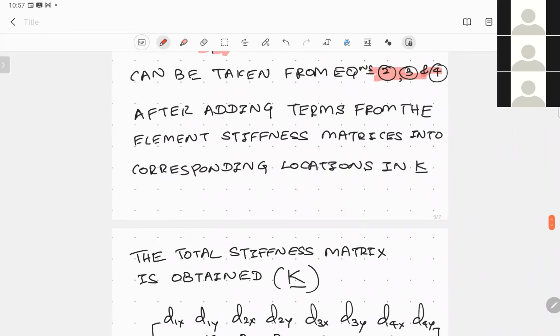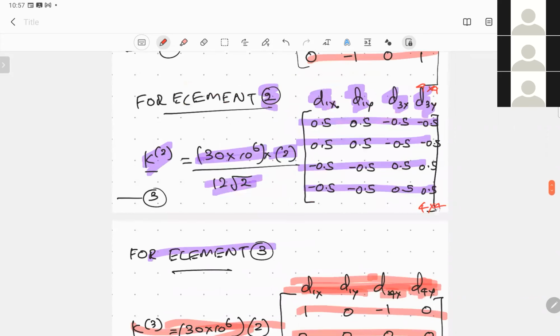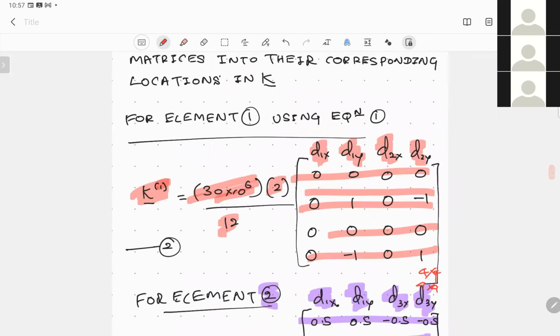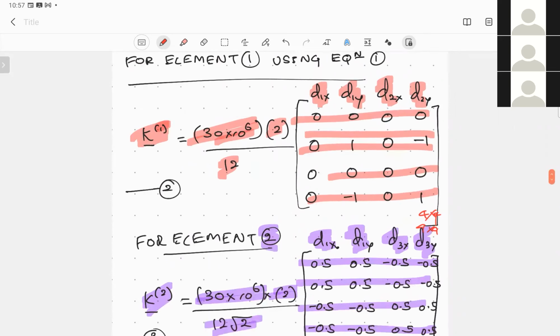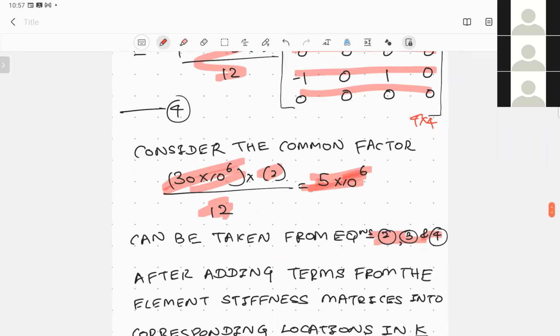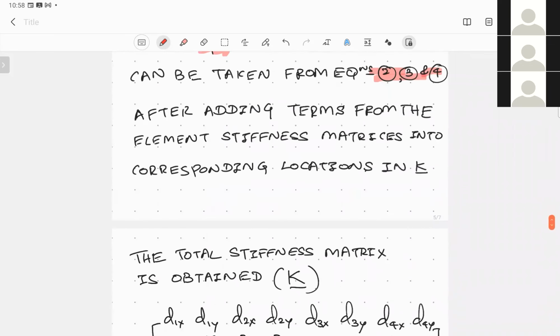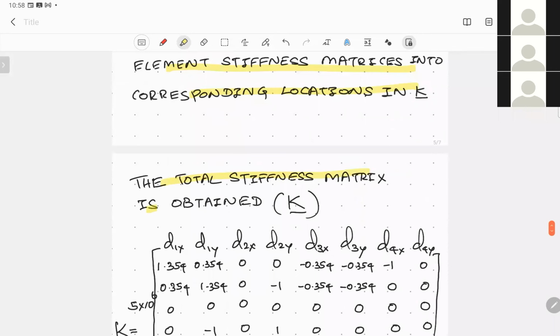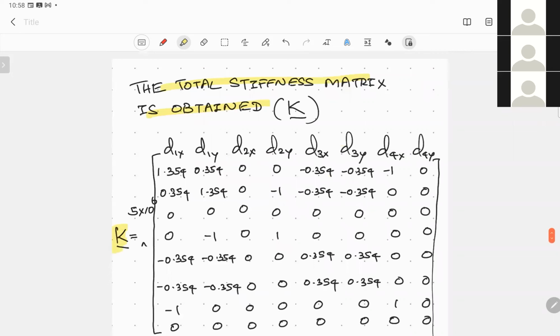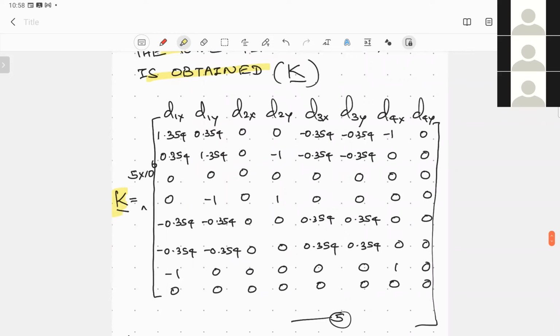Now we have to construct the total stiffness matrix for the total structure. We know the total structure has 4 nodes. Each node has 2 degrees of freedom. So the total global stiffness matrix will be an 8 by 8 matrix. Using these element stiffness matrices, let's construct it. For this, you simply write the K matrix. It's capital K because it's the total global stiffness matrix. Assume this matrix is totally empty first.